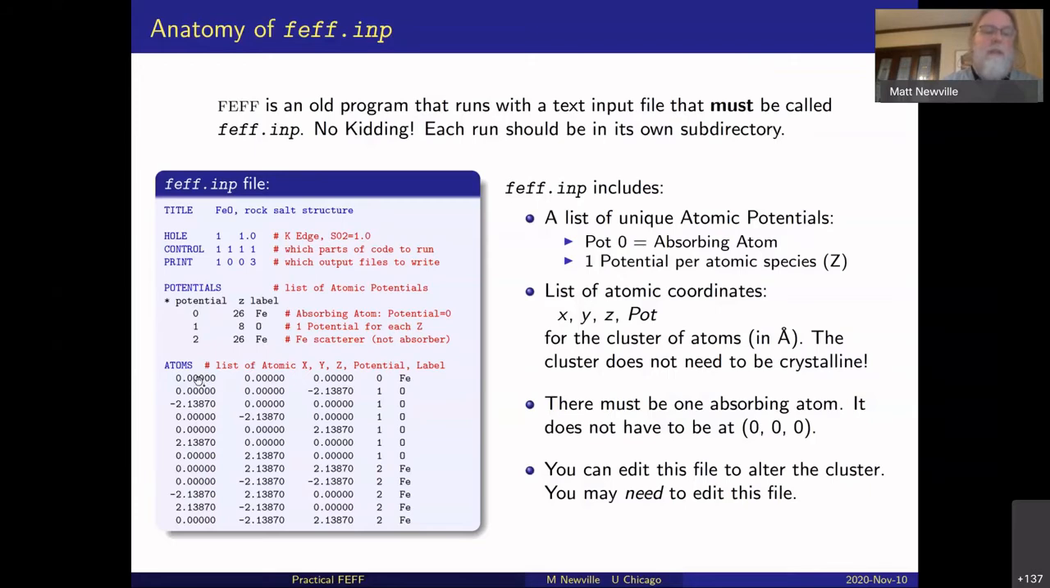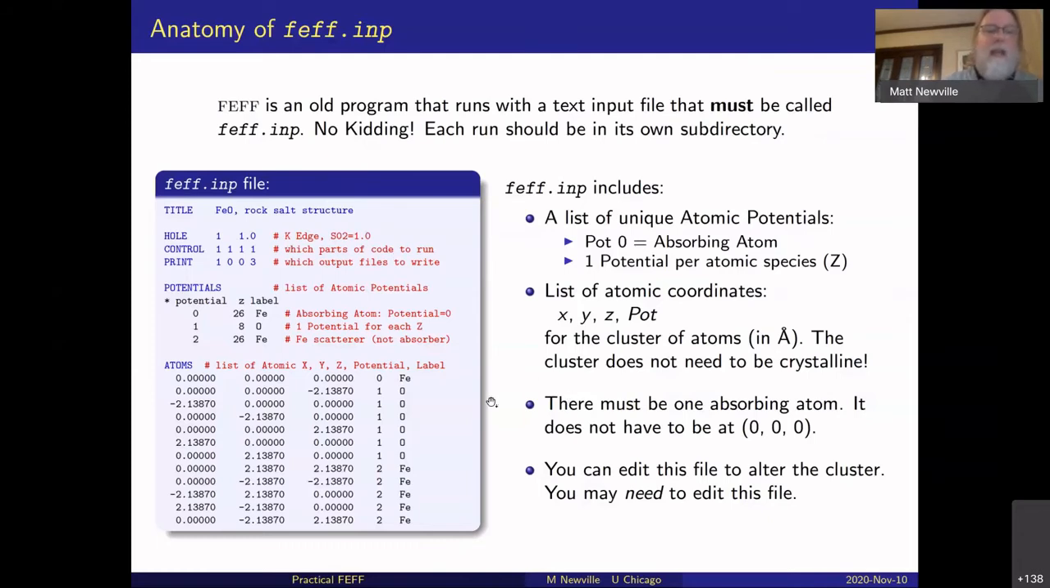And then we just have a list of atomic coordinates, x, y, z in angstroms, and then which potential to assign to that position in space. That's all you really need. Well, there's a couple of other things you actually need too. Most of these we'll leave out, but HOLE of 1, or in the modern version K, means the K shell. And then you can also say S0 squared. Here, we're always going to leave S0 squared to be 1 in the calculation and then refine it in the analysis. There must be exactly 1 absorbing atom.